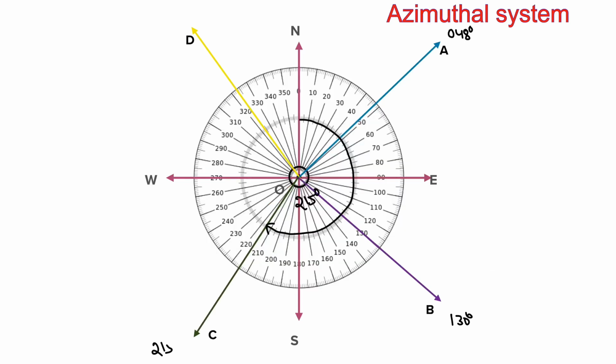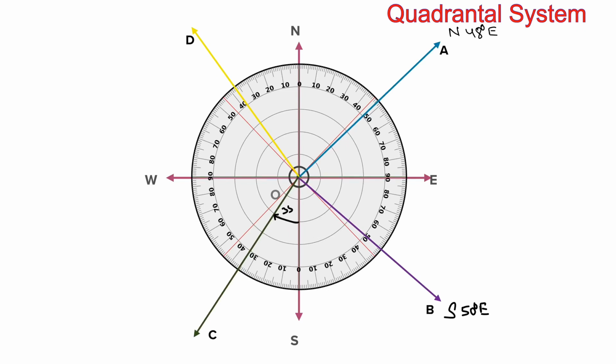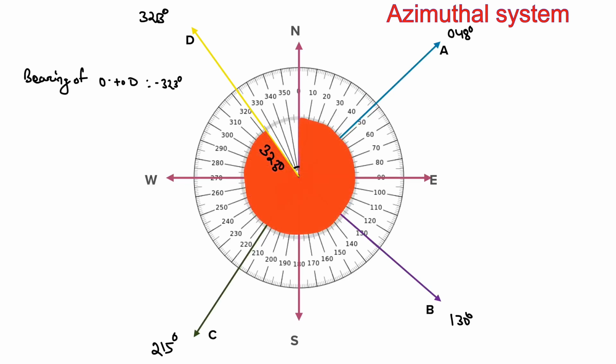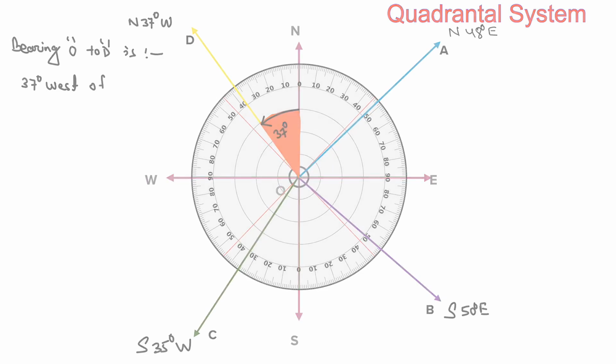Similarly, the bearing of C from O will be 215 degrees in the azimuthal system and 35 degrees west of south in quadrant bearing. So, the bearing of O to D will be 323 degrees moving clockwise from north in the azimuth system, while the quadrant bearing will be 37 degrees west of north moving anti-clockwise from the north direction.